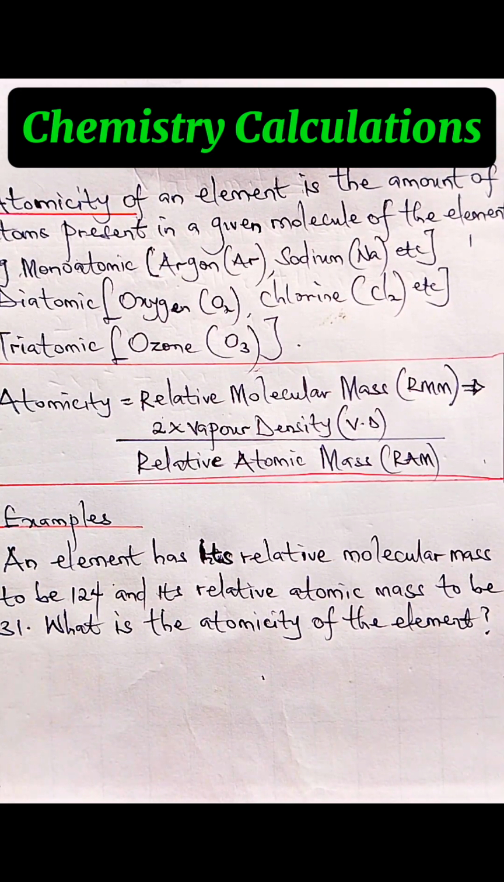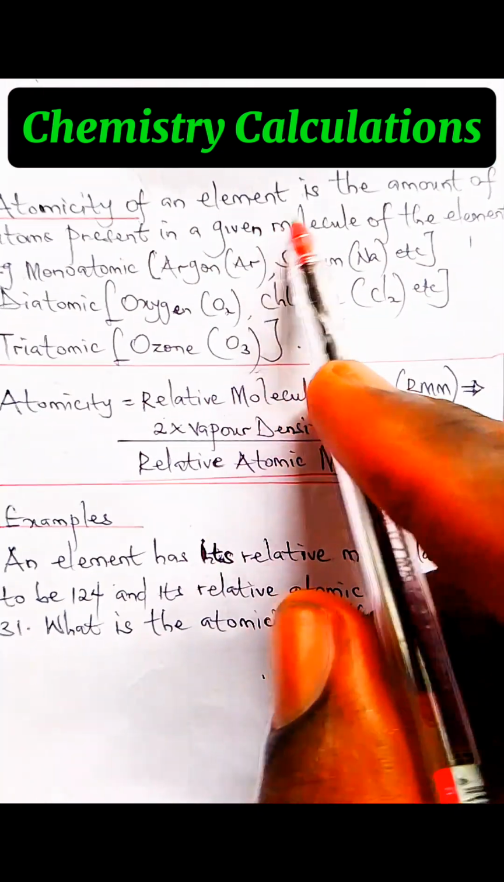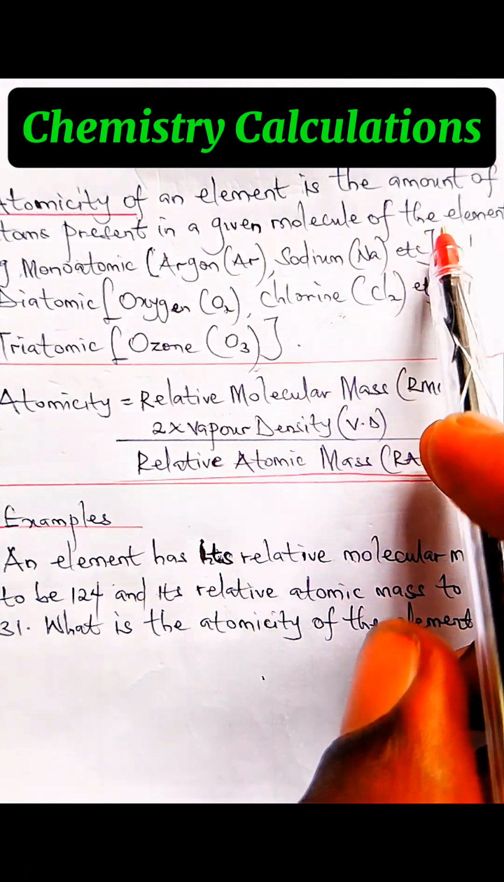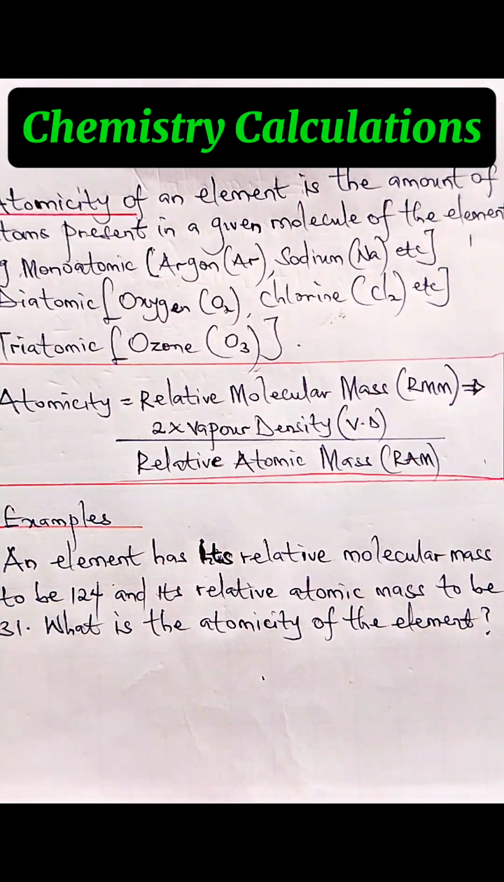So what's atomicity? Atomicity of an element is the amount of atoms present in a given molecule of the element. Now when we talk about molecule, what's a molecule? A molecule is simply a couple of atoms in a combined state. A molecule could be either identical atoms or non-identical atoms.